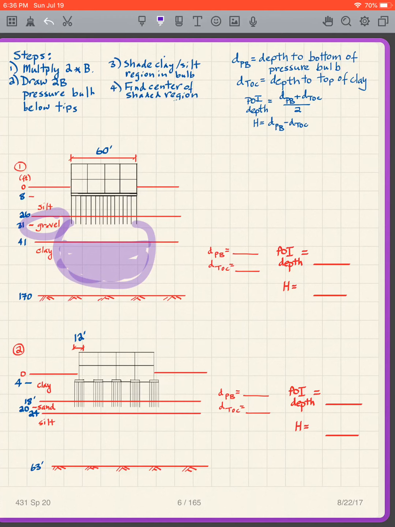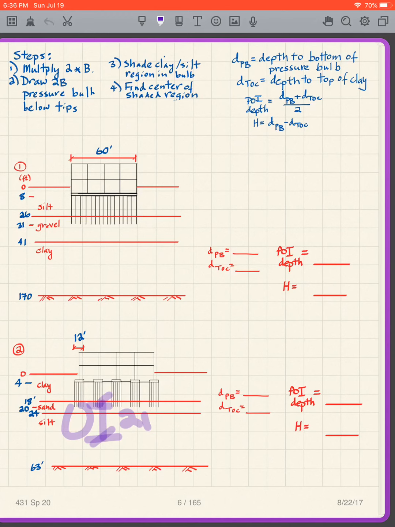So we don't really consider the gravel in our calculation of settlement. I'm only interested in the stressed clay region. And then we're going to find the center of the shaded region. So, conceptually it's like that. For the second one, what is it? Well, then I draw my 2B here, and then I find the stressed silt region, and then I find the center of the stressed silt region there.